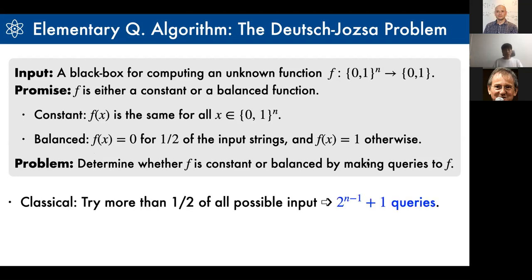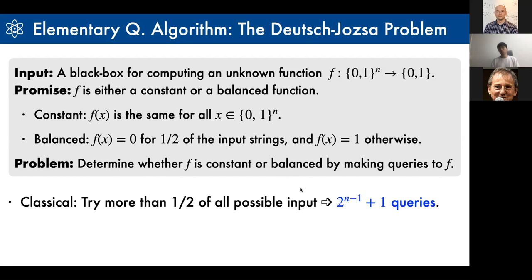So what do you need to do classically? Let's talk about the worst case scenario. Even if this function is constant, in the very worst case you cannot be sure whether it's constant or balanced unless you try more than half of all possible inputs. The probability is really low, but by bad luck the function may be balanced, and you continuously sample 0 all the way until you hit half of all possible inputs. It's very unlikely to happen, but it could happen in the worst case. So you really have to try more than half of all possible inputs.